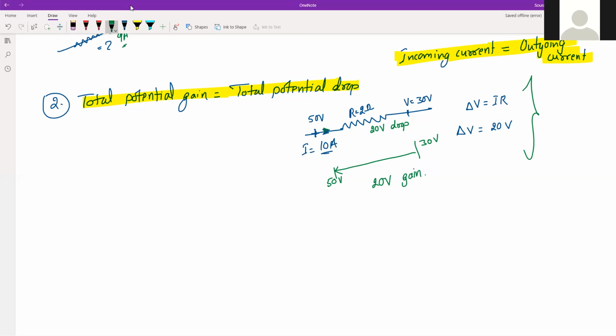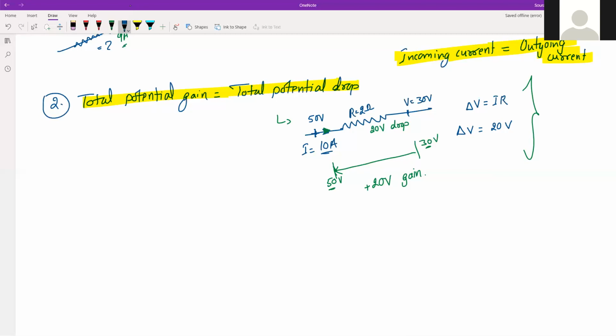So that's what we have to first understand: if we are going in the direction of current, then we'll be losing potential. And if we are coming from the opposite side, in the opposite direction of the current, there must be a gain in potential, right? Why? Because if there is 30 volts here, there must be 50 volts here, which we have already seen. So there is a gain of 20 volts here, and a loss of 20 volts here. This we have to understand in actual circuits.